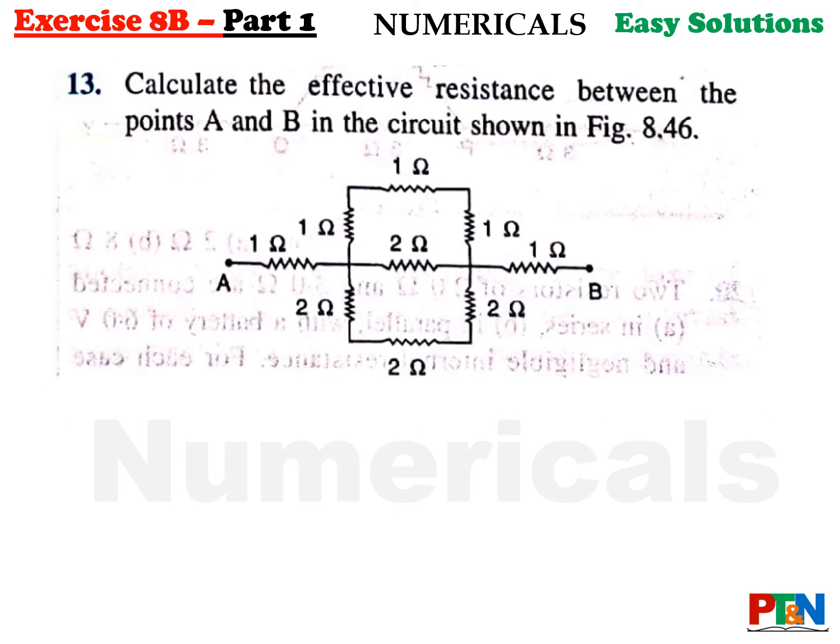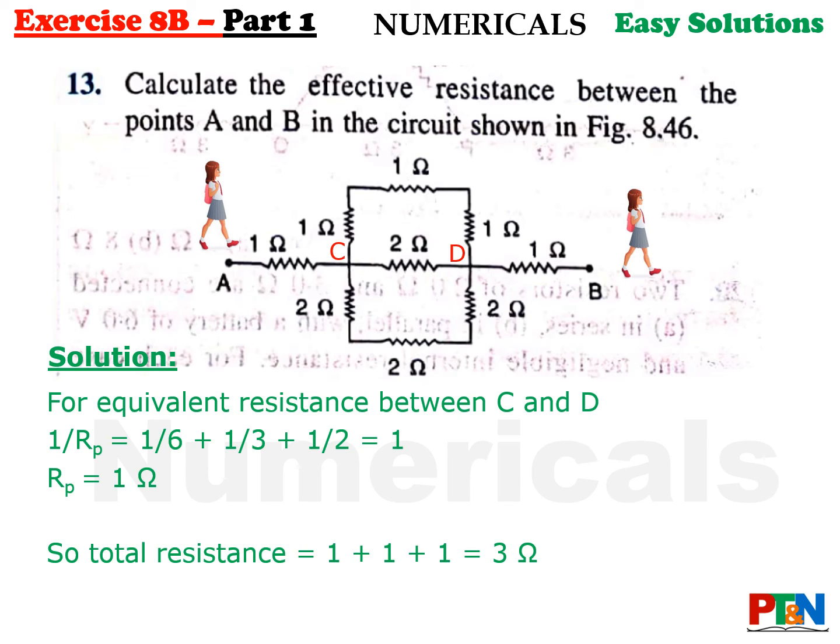Next one, calculate the effective resistance between points A and B as shown in the figure. Again, the way we have done last time. So here also you need to travel from A to B. Here between C and D there are 3 parallel paths. The lower path is 2 plus 2 plus 2, that is 6 ohm. Middle path is 2 ohm. Upper path is 1 plus 1 plus 1, that is 3 ohm. So find the equivalent resistance of this combination between C and D.